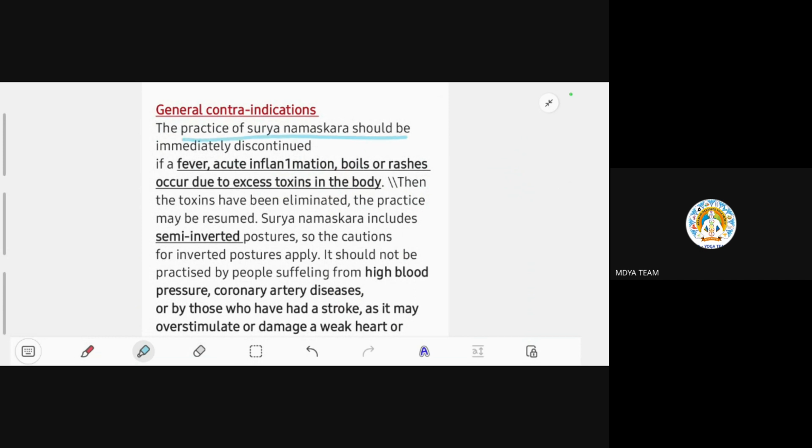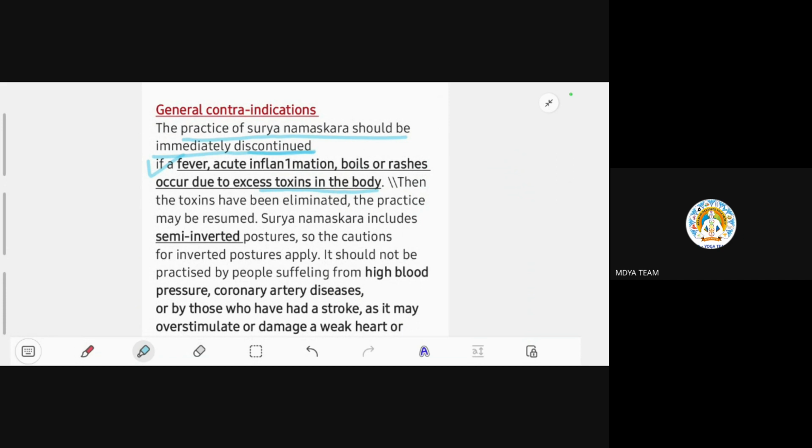The practice of Surya Namaskar should be immediately discontinued when there is acute fever, inflammation, boils, rashes, due to the excess of toxins in the body. What happens? Excess of toxins in the body occurs when a person is not following the Shat Karma cleansing techniques, or is following them but still suffering from some sort of toxins, like urticaria, psoriasis, any lung problem, or some kidney problem.